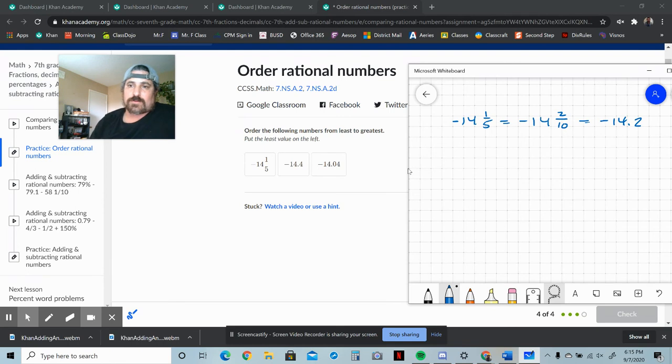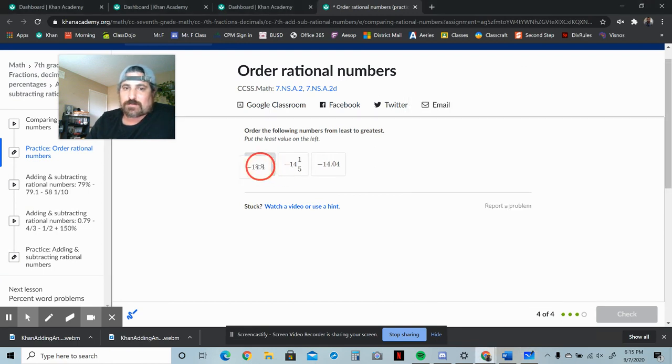And the least to greatest order would then be as follows, right? The largest one, in terms of absolute value, is negative 14.4, so that is definitely the smallest one. The negative 14 and 1/5 is the same as negative 14.2, which is going to be a bigger absolute value than negative 14.04. Since it's negative, it means it's going to be smaller, right? And so this is the correct order, and then we're good.